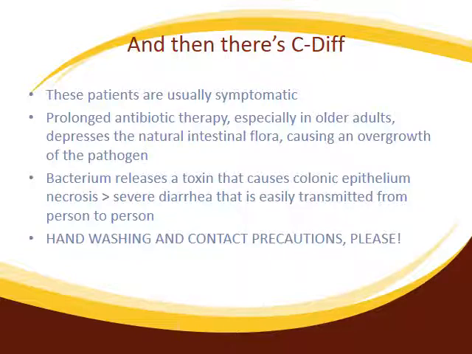And then there's C-Diff. Goodness, we've heard of this one. These patients are usually symptomatic. They have usually been on a prolonged antibiotic therapy, and it's especially prolific in older adults. It depresses the natural intestinal flora and causes an overgrowth of the pathogen. The bacterium releases a toxin that causes colonic epithelial necrosis, and this results in the severe diarrhea that is easily transmitted from person to person. Hand washing and contact precautions, please. You knew that.